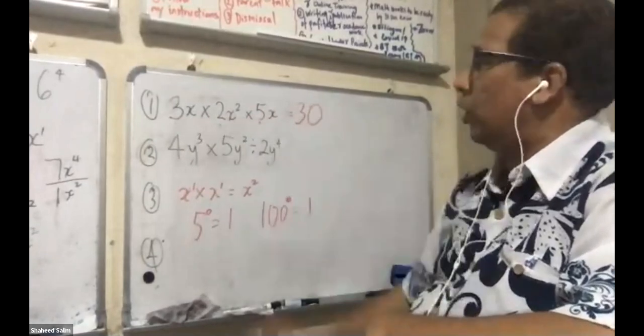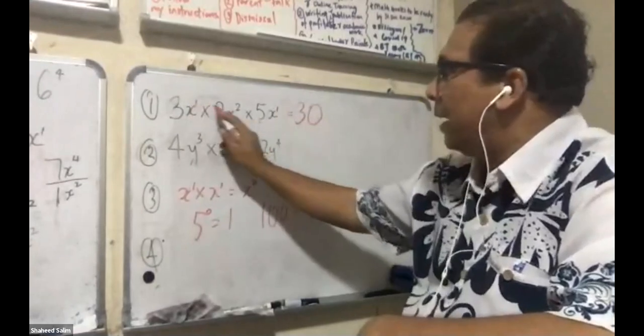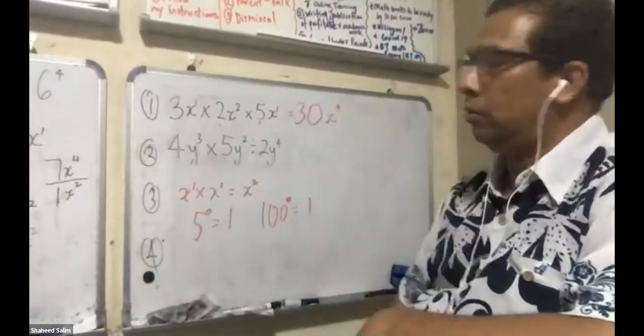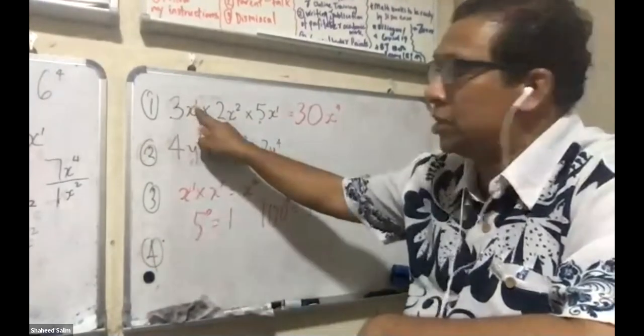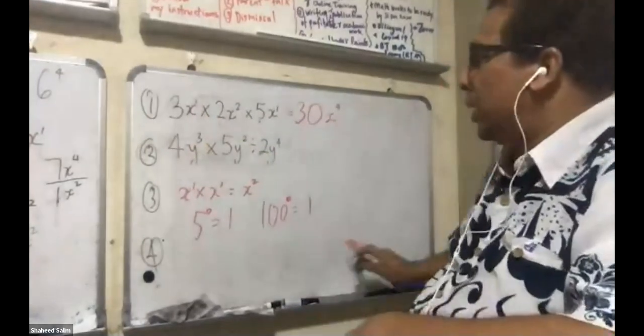Okay, I think all of you got it correct here. This one you must add the powers, remember? Add the power. 1 plus 2 plus 1, x to the power of 4. Remember, I repeat, this is not 0. If this is 0, this is 1. It's not 0. Next one down here now.